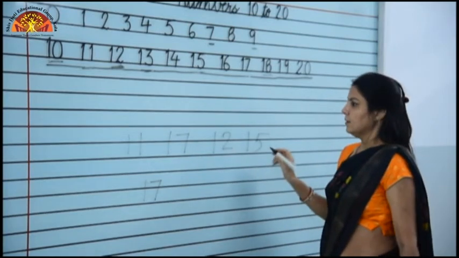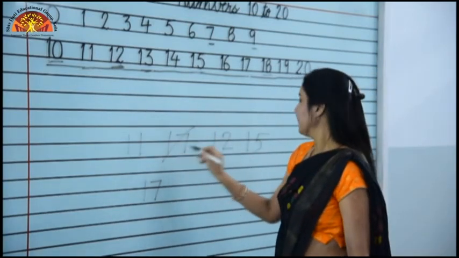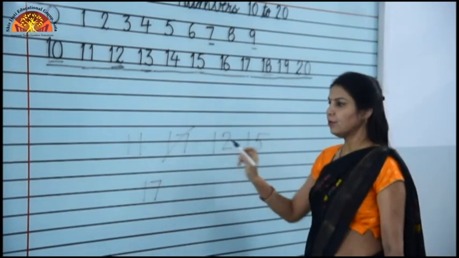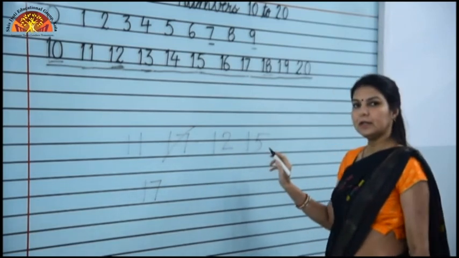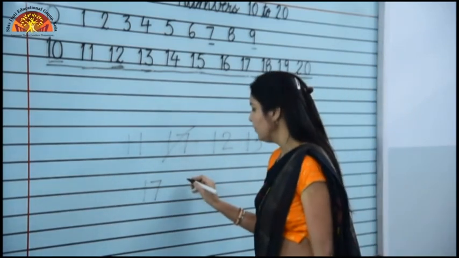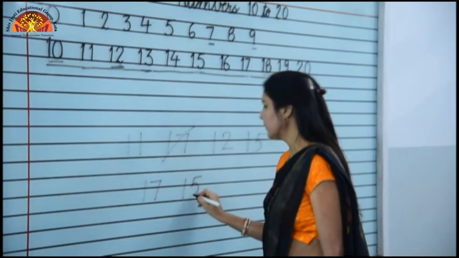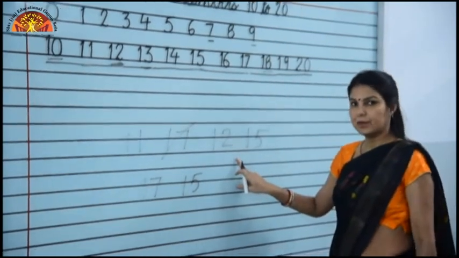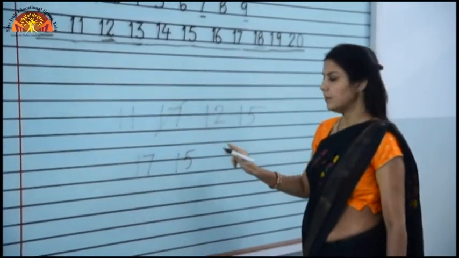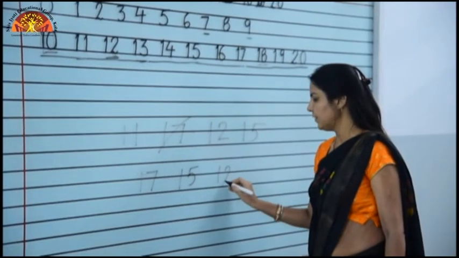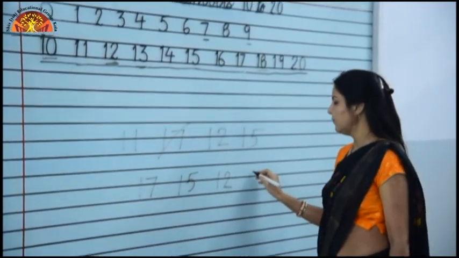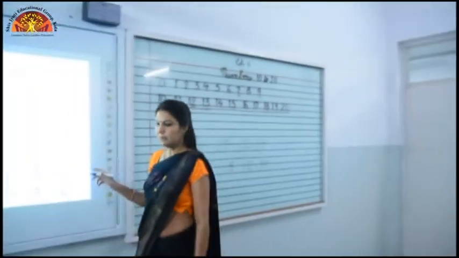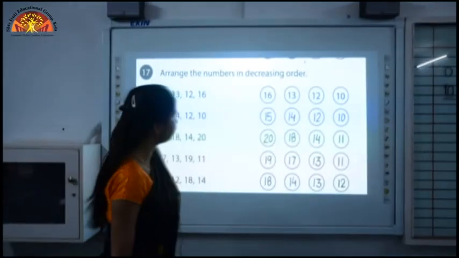Then leave this number and compare the remaining 3 numbers. Which is farther from 0 among 11, 12 and 15? 15 is farther from 0, so we will write 15 after it. Now leave this number and compare these 2 numbers. 12 is farther than 11, so we will write 12 first, then at last we will write 1, 1, 11. I hope you have understood. Rest of the sum you can do yourself.